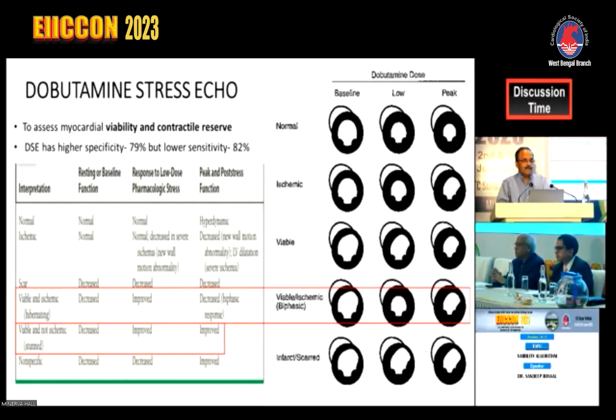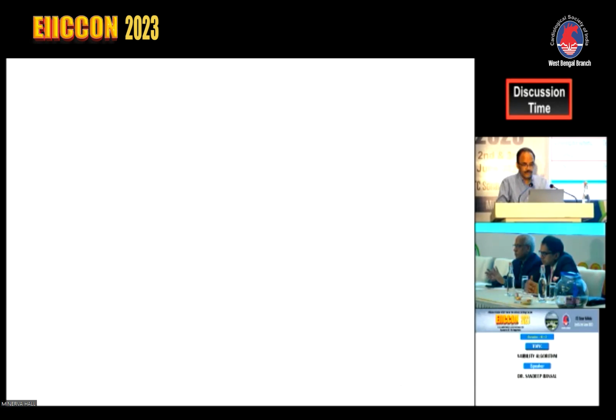So what we find is that if a patient has a biphasic response, which means that when you start the patient on low-dose dobutamine stress echocardiography, the contractility improves, and later on at high dose or peak of the dobutamine stress echo, the contraction decreases again, this is the strongest predictor of viability. And of course, you have different types of responses on dobutamine stress echo.